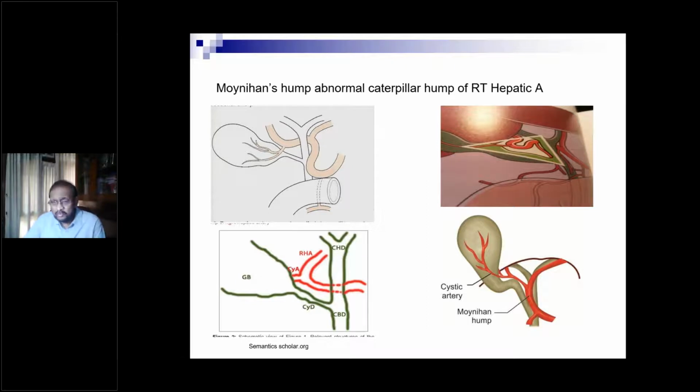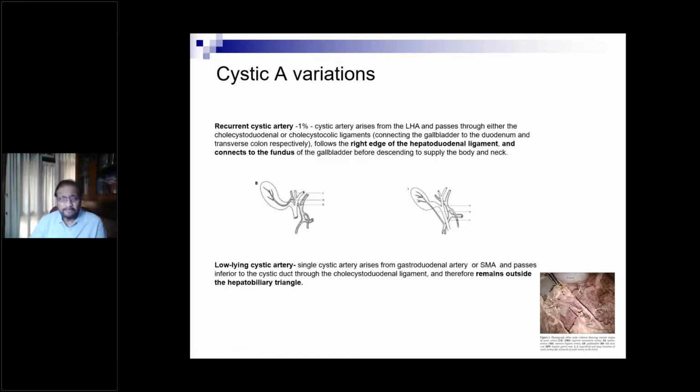Now this is basically the two branches we talked about, the anterior branch and the posterior branch. These two branches of the cystic artery, normal branches, anterior and posterior, both on the liver surface. Then you could be having a recurrent cystic artery, or you could be having a cystic artery with a low origin coming from the gastroduodenal artery, see this gastroduodenal, or it could be coming from the superior mesenteric artery, coming from here, superior mesenteric artery.